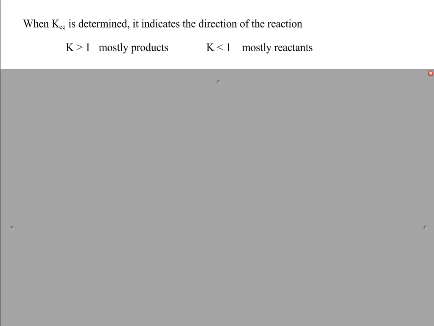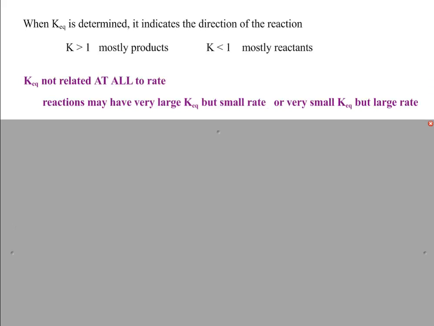Take a look at what information the equilibrium constant gives us. So when we determine the equilibrium constant, it indicates the direction of the reaction. When I have a K that's bigger than 1, that means my numerator is bigger than my denominator. I have mostly products. When K is less than 1, my numerator is smaller than my denominator, and that means I have mostly reactants. The K for equilibrium is not at all related to the K for kinetics, the rate constant. They're totally unrelated. Unfortunately, they're the same letter, but they're not related.